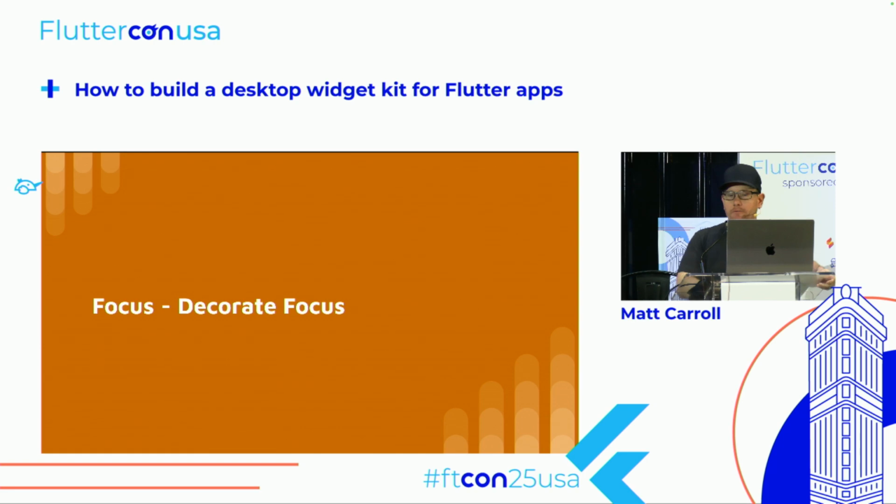So how do you decorate focus? Because again, when you're working on mobile and focus is kind of an afterthought, you just assume that focus decoration happens automatically. You're using Flutter's built-in text field. It just turns blue or whatever the moment it gets focused. But actually, that's a widget responsibility. You have to tell your widget how to decorate when it receives focus.